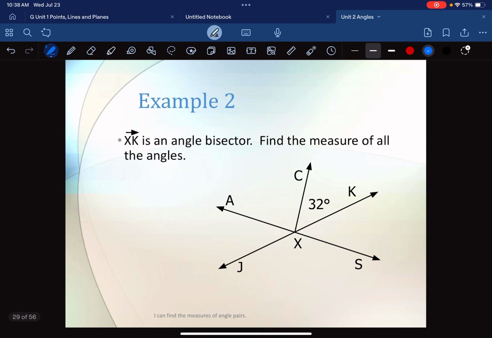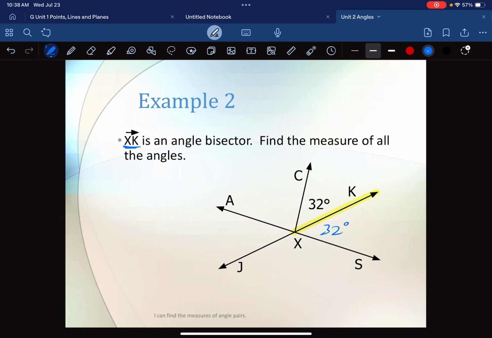Example 2, it says XK. Oh, little information. I always got to read, right? So ray XK is an angle bisector. So this is an angle bisector. So hopefully when you hear angle bisector, you think to yourself that I have a pair of congruent angles. So this upper angle, CXK, was 32. So then the lower angle, KXS, is also 32. Find all the measures of the angles. No, all the angles this time.